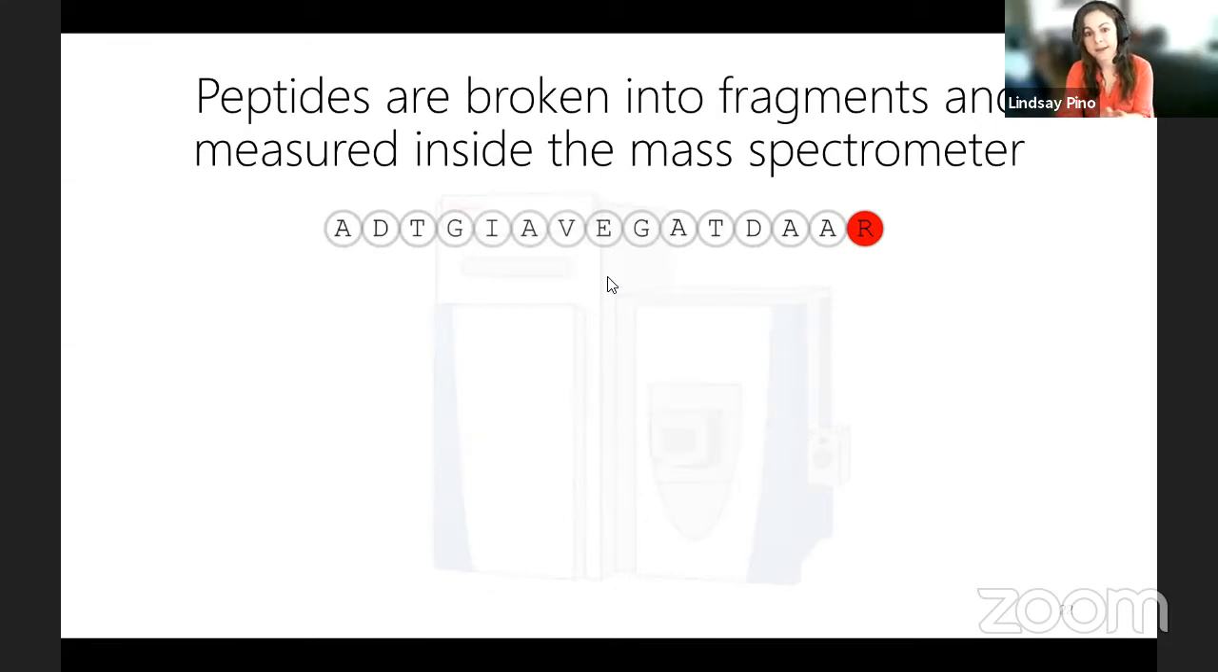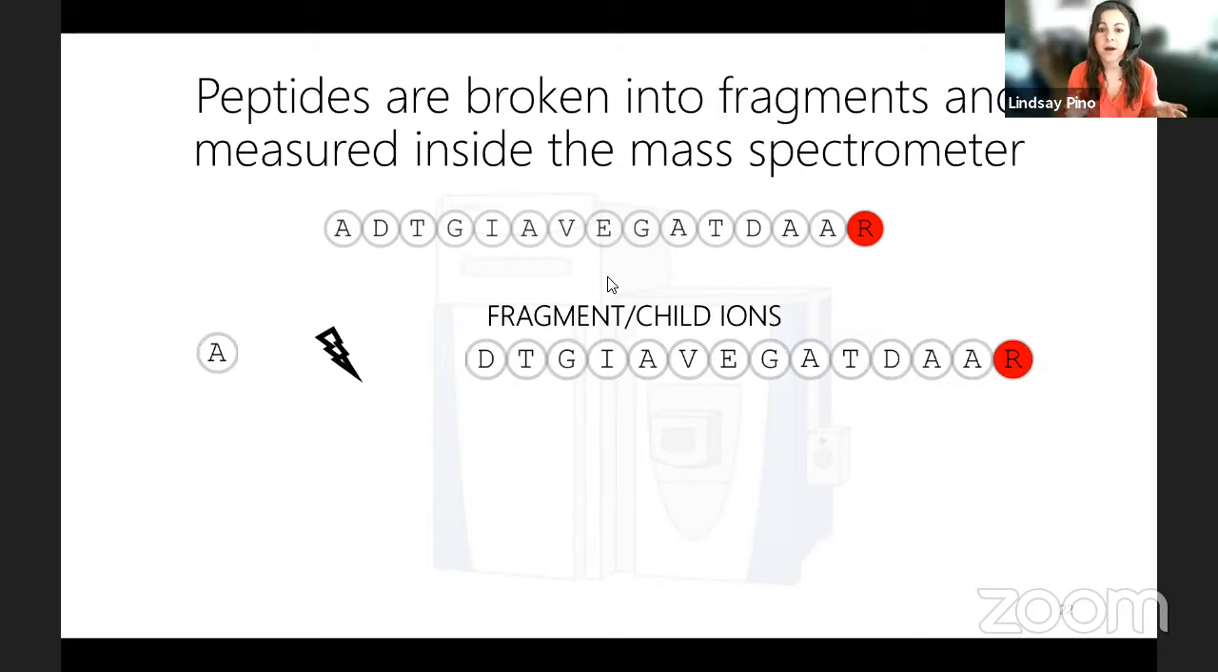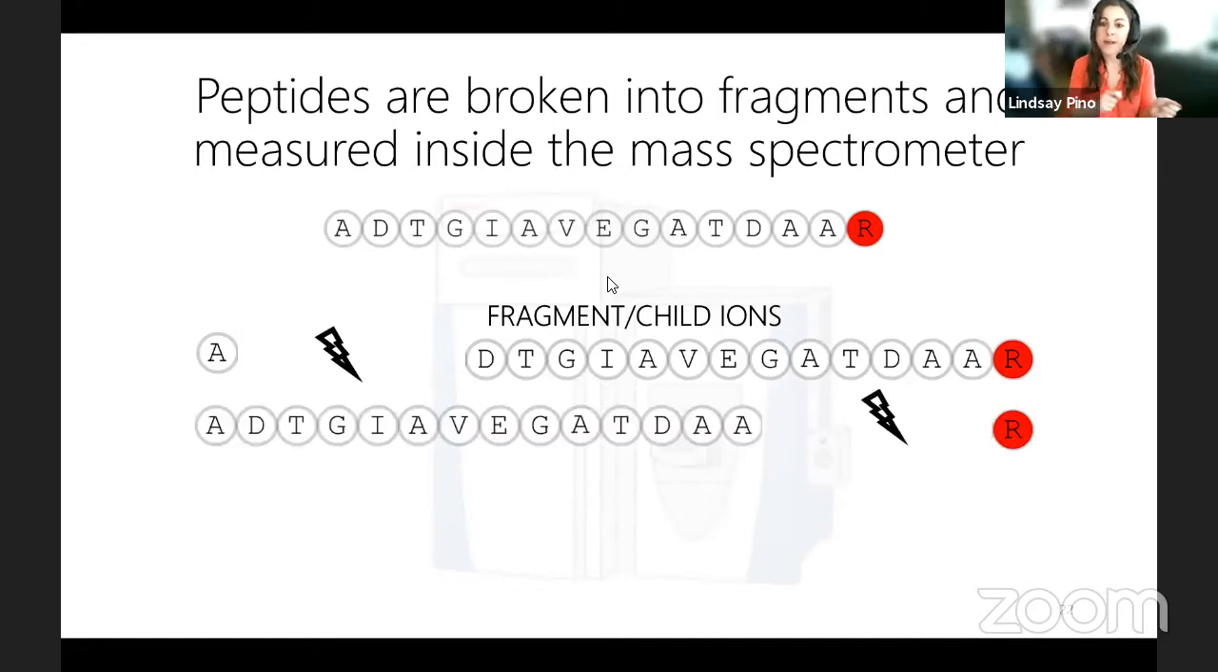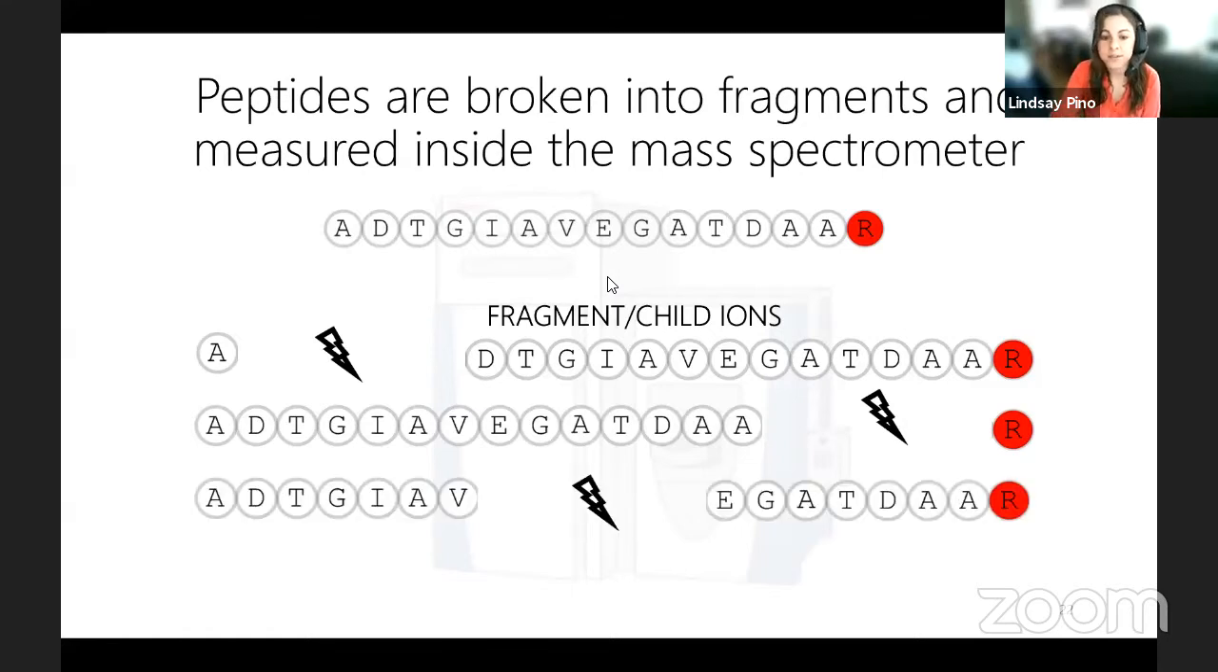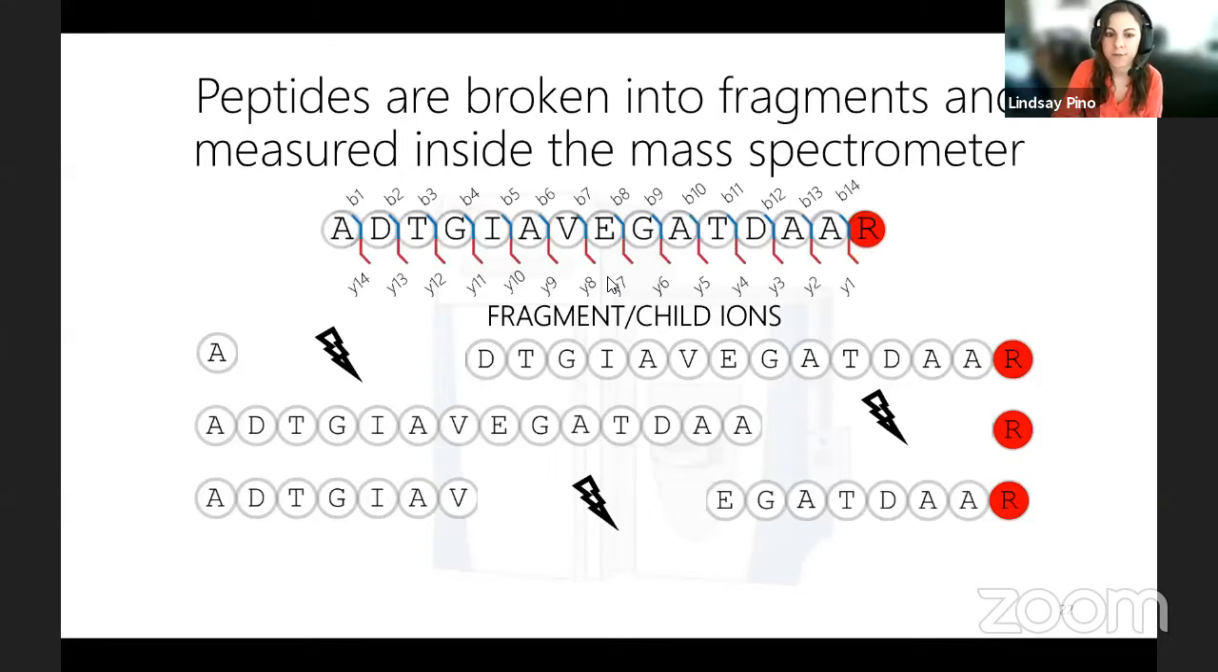When this peptide, this precursor, enters the mass spectrometer, the next thing we do is produce fragment or child ions. This happens over the course of a whole community of precursor ions. One particular precursor ion might fragment at this first amino acid A, producing a very short fragment and then a very long fragment. We might fragment on the opposite side of the precursor. We might fragment in the middle of the precursor. And over the full population of all the precursor ions, we get a different population of different fragments.